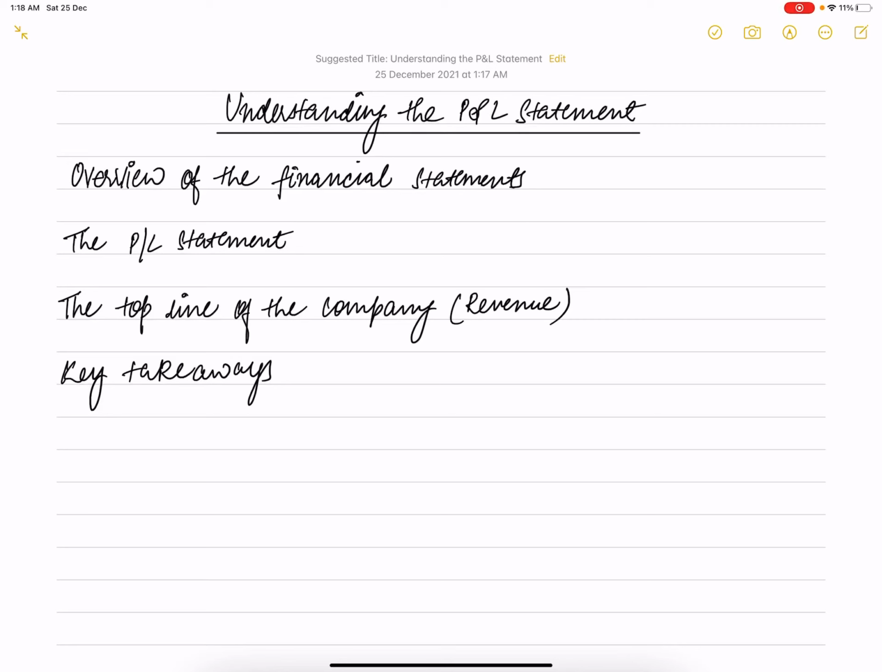In today's video, we'll understand the P&L statement. So, talking about the overview of the financial statement, you can think about the financial statement from two different angles, from the maker's perspective and from user's perspective. A maker prepares financial statement. He is typically a person with accounting background.